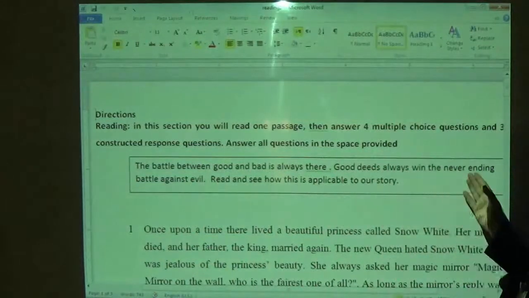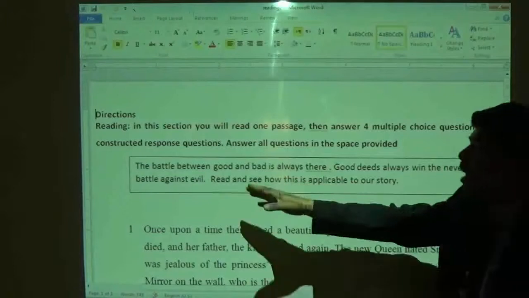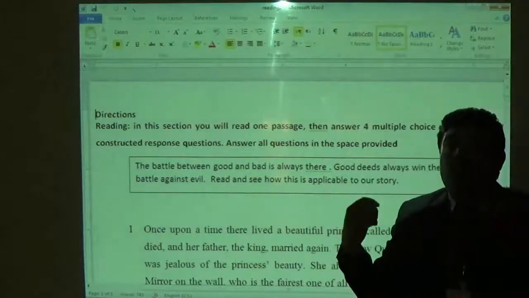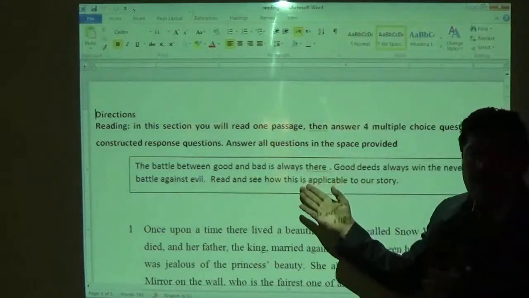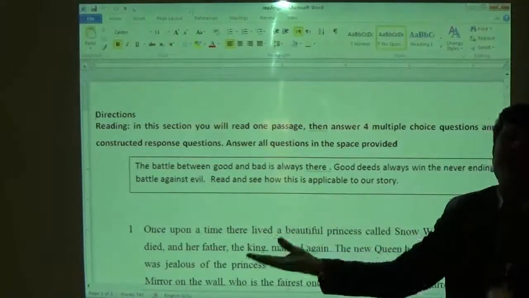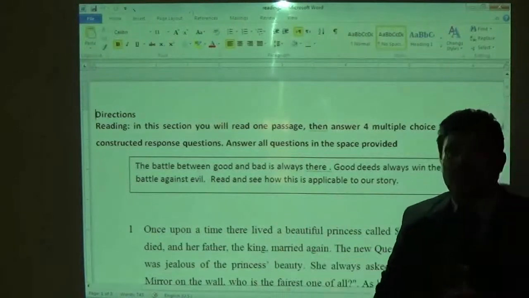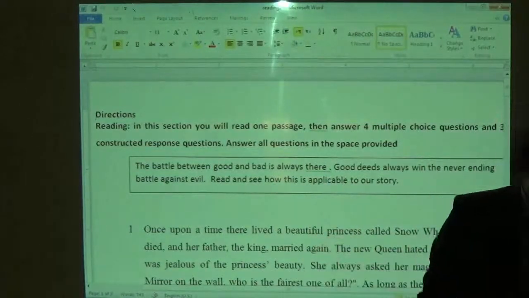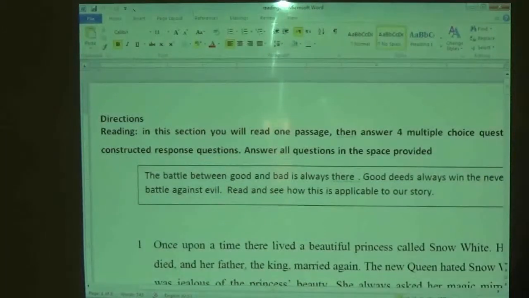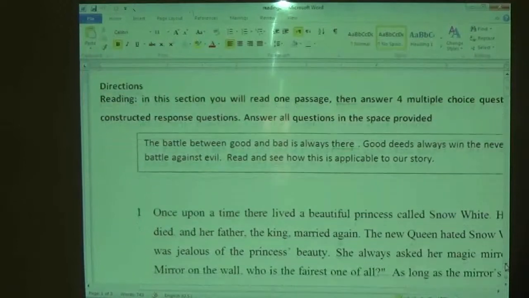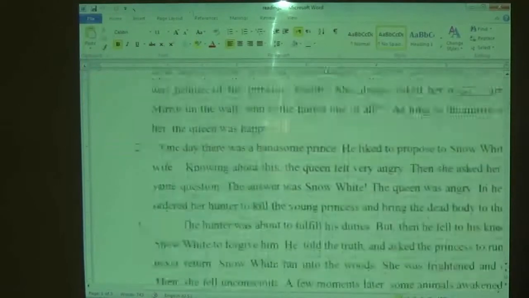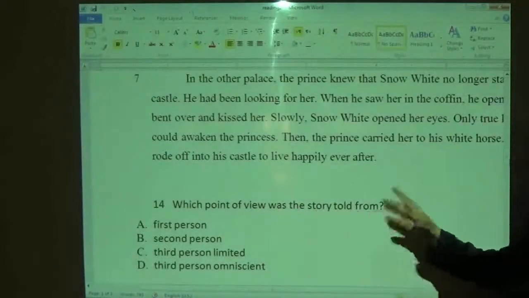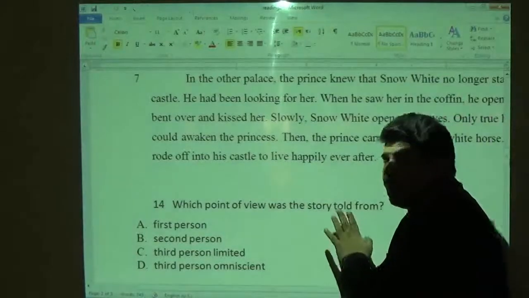Good deeds always win the never-ending battle against evil. Read and see how this is applicable to our story. So this story is about good and bad. You know from the first sentence that the story is about the conflict, the battle between good and bad. So you have an idea about what you are going to read about. What is important in the narrative story is the point of view and the question related to this point of view. If we have a look at the questions, which point of view will the story be told from? This is very important.